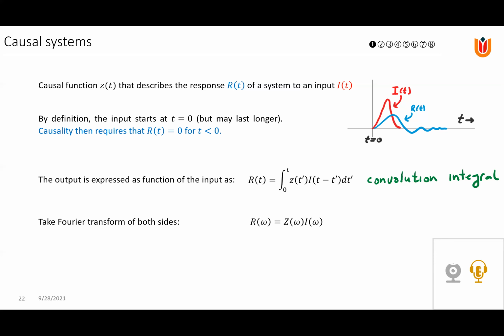It is the so-called convolution theorem, that if you have two functions that you convolve in the time domain, then in the Fourier transform domain, you are allowed to multiply their Fourier transforms. So Z of t would give a Fourier transform Z of omega. I of t would give a Fourier transform I of omega. And this convolution integral in the time domain corresponds to a multiplication in frequency.